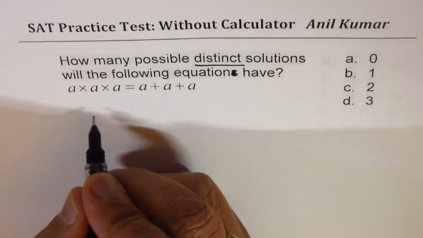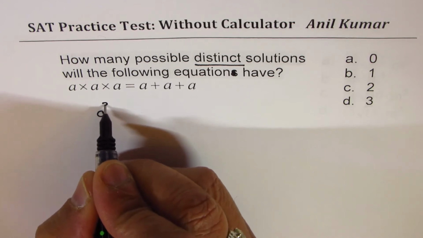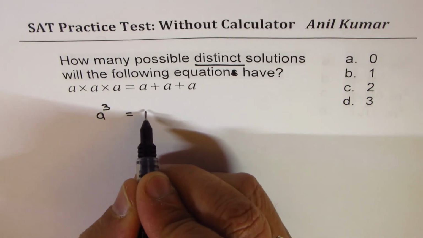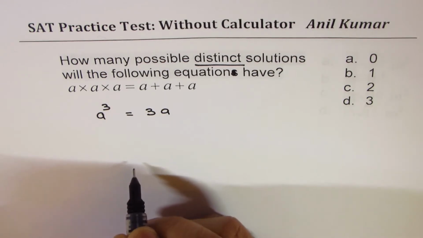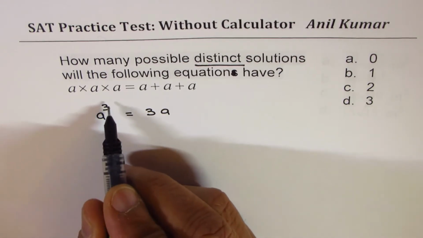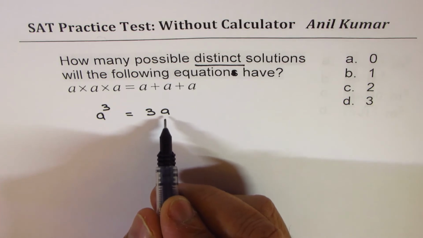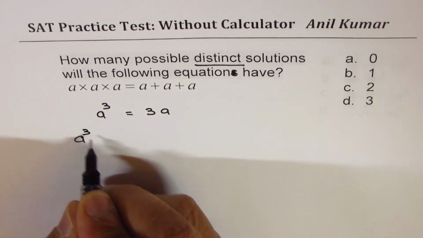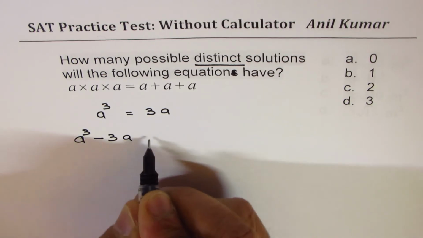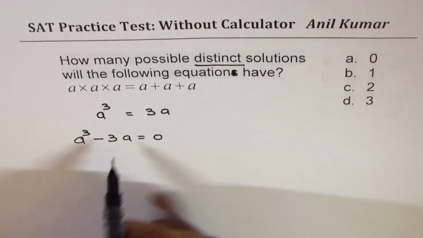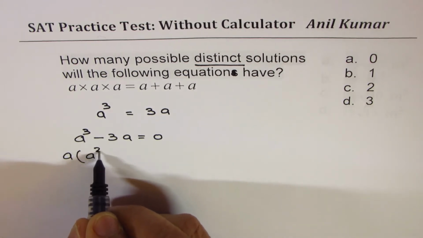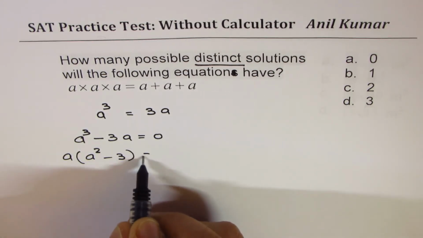So the left side could be written as a cubed. When you add them, you get 3a. To get the number of solutions, don't cancel a's, otherwise you lose one solution. Let's bring them to one side. Factoring is the key. So do factoring whenever solving questions like this. So you get a common, a times (a squared minus 3) equals 0.